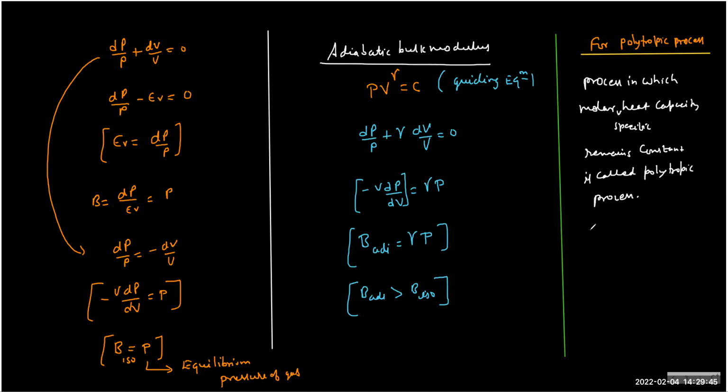Okay, so the C must be constant. And where does C come from? C comes from dQ by n dT. So this term must be constant. And if it is so, then what do we say? Polytropic process. Understood? Yes, sir.